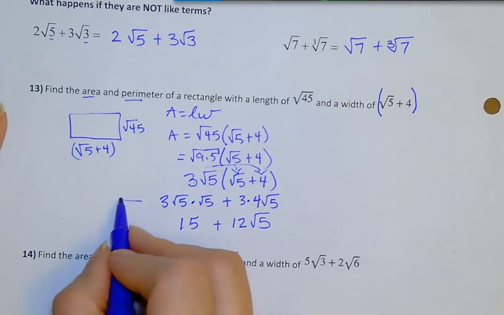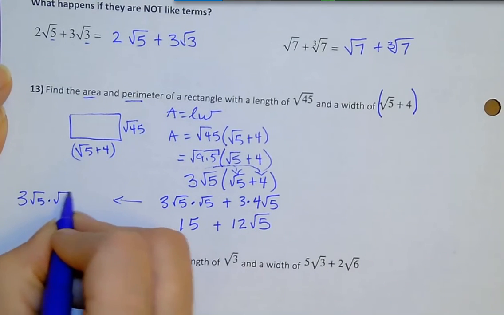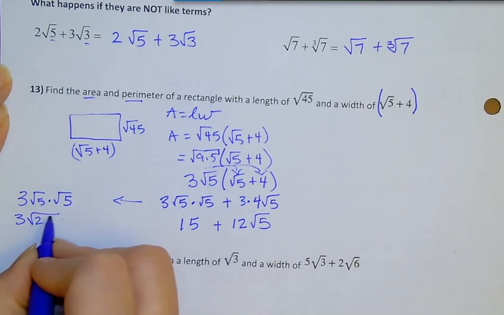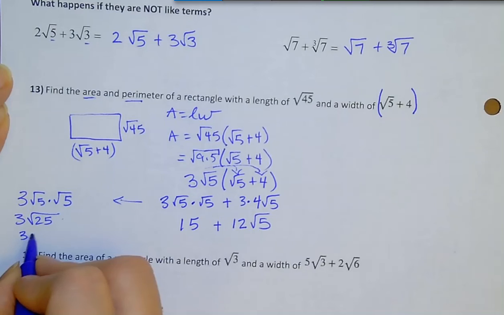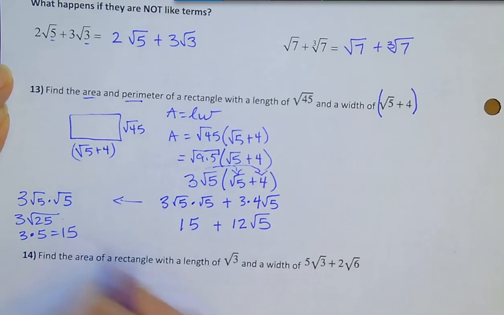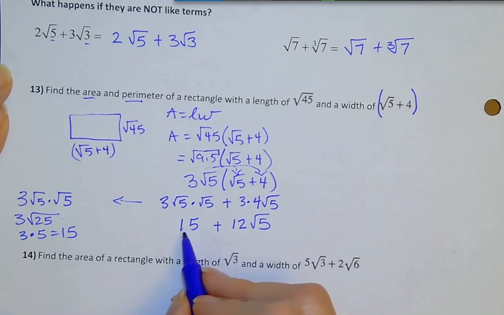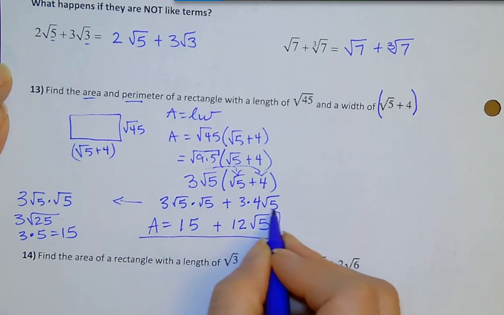I just want a sidebar over here. I'm going to do this again. Okay, 3 times the square root of 5 times the square root of 5. I just want you to really believe me. This is really 3 times the square root of 25, right? 5 times 5 is 25. And that really is 3 times 5, which is 15. I have taken the square root. I was able to do that operation. I took the square root, so there is no longer a square root sign here at all. Okay, so if this is my answer, this is the area, I can't simplify it at all now, right?